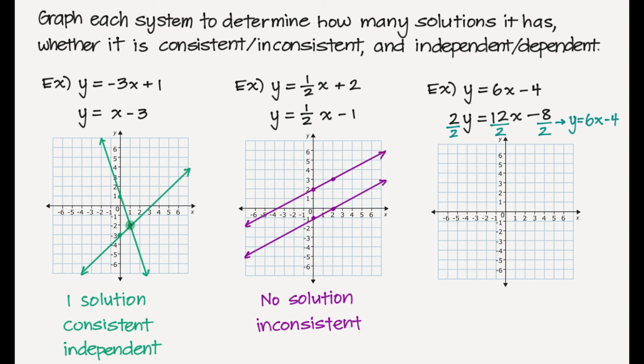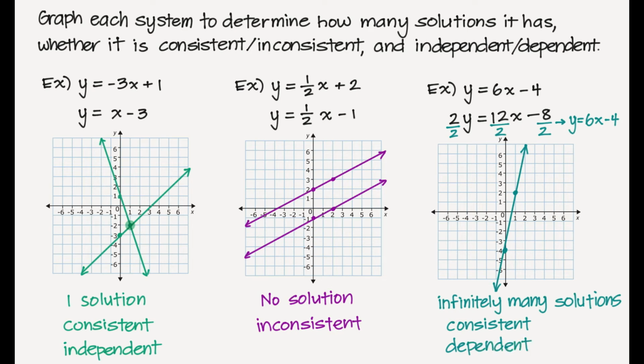So I'm going to start at -4, and I'm going to go up 6 and over 1. And really, this is the same line graphed on top of itself. So it has infinitely many solutions. Also, it is consistent, but this time it is dependent. And we are done.